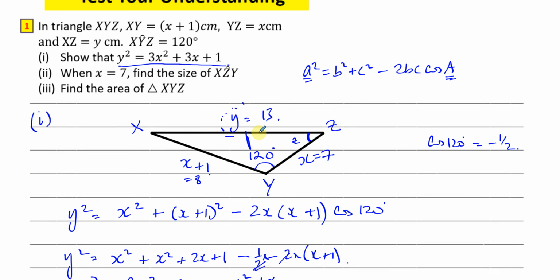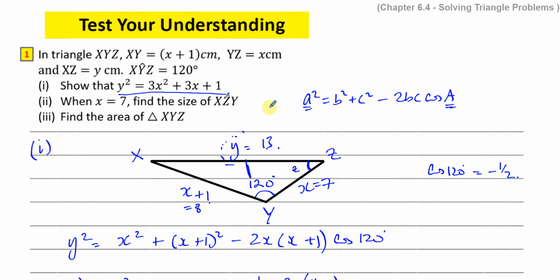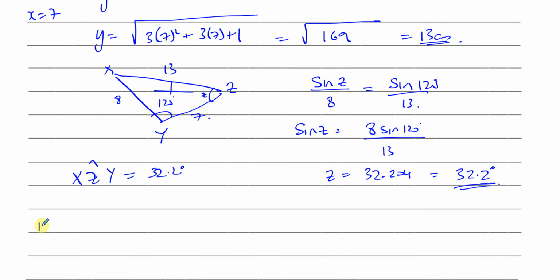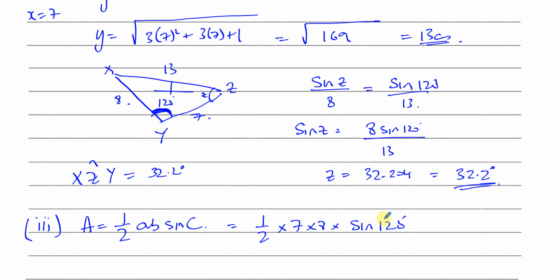Was there any instruction here? They didn't say what to write it to, so we should use 1 decimal place for angles. Then it says find the area of the triangle, part 3. The area of a triangle when you have a non-right angle triangle is half times ab sine C. What that means is two sides and the sine of the angle between those two sides. So the easiest to use here is this 120 and these two sides. So the area is going to be a half times 7 times 8 times the sine of 120 degrees.